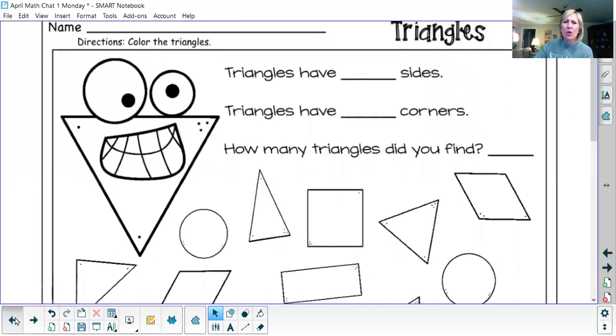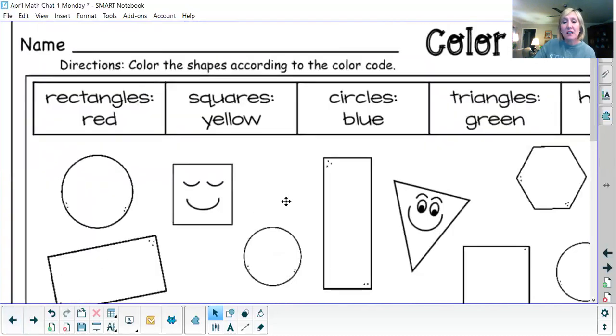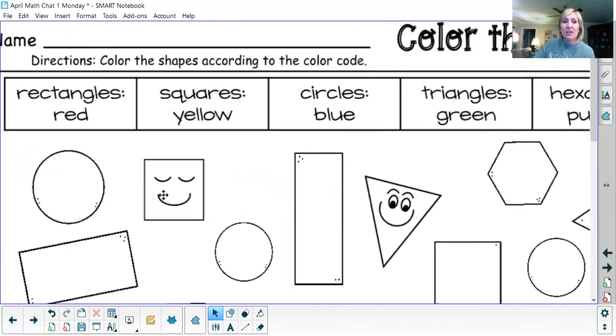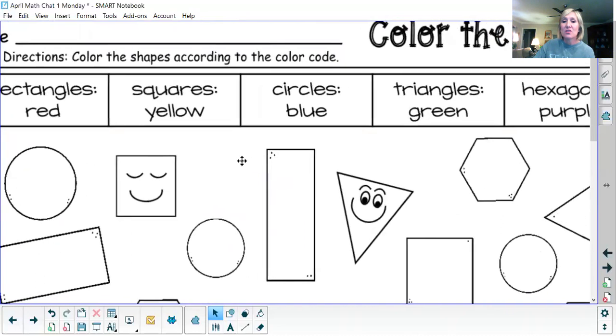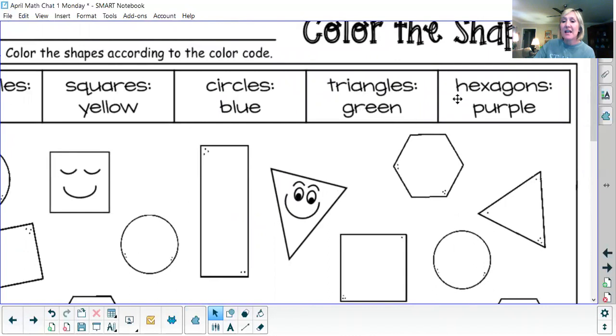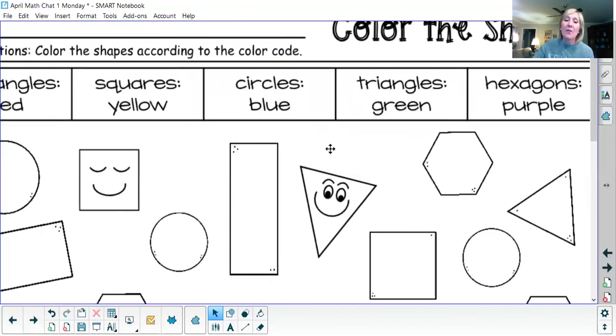And if I can make it work, I may add on a link if your parents want to copy this on a copier, if they have one, of another sheet where you color the different shapes. You would color the rectangles that you see red, the squares yellow, the circles blue, you would color any triangles you see green, and hexagons purple. So I will do my best to add this page as a link on your Monday math section.